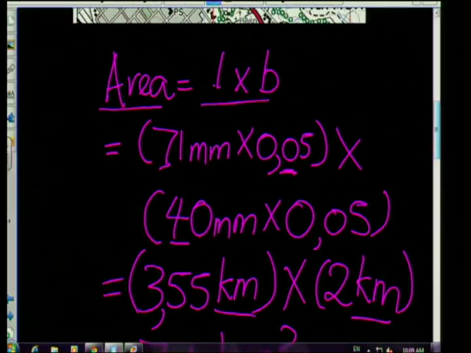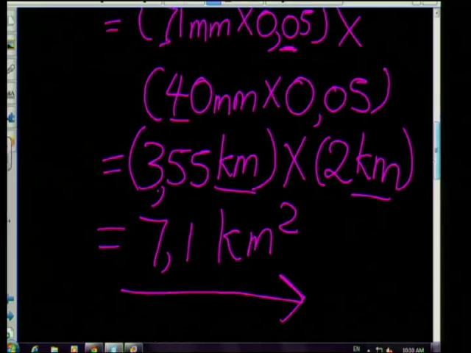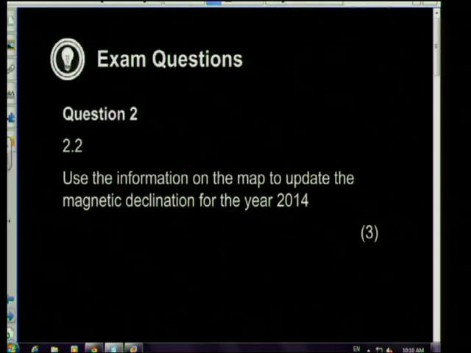71 times 0.05, that answer is written in kilometers. 40 times 0.05, that answer is also written in kilometers. So my length is 3.55 kilometers and my breadth is 2 kilometers. When I calculate, I multiply my length in kilometers times my breadth in kilometers, and that gives me the answer of 7.1 kilometers squared. And this, ladies and gentlemen, is our correct answer. Let's move on to the next question.